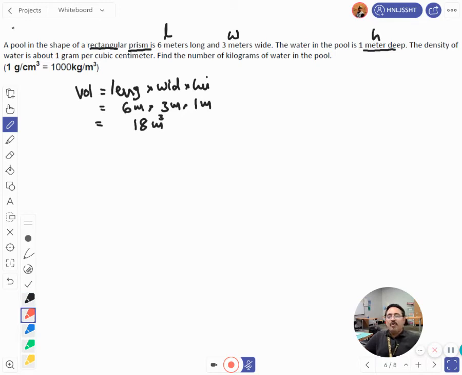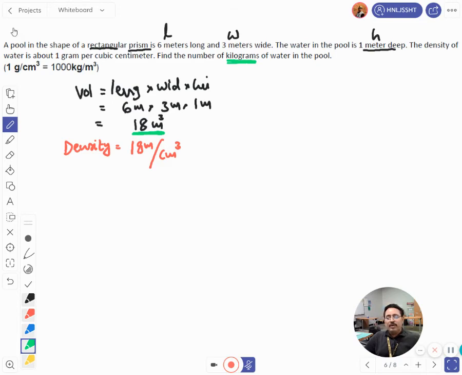The density of water is given as 1 gram per cubic centimeter. Please notice that we have the volume in cubic meters, and here this one is cubic centimeters. They are not the same. And also find the number of kilograms of water in the pool. Find the water in the pool.